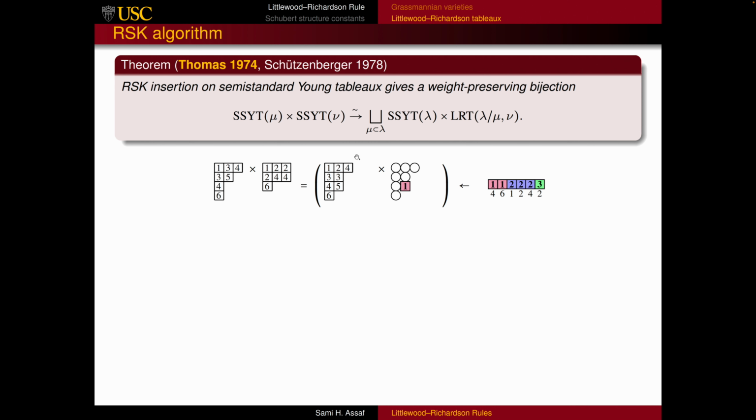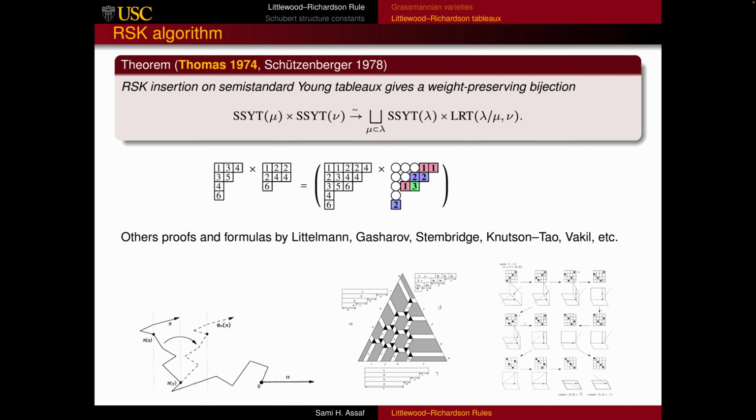Now I'm inserting a 4. The 4 can just land. New box. I'm inserting a 6. The 6 can just land. New box. The 1 will have this bumping path. The 2 will have that. 4, 2. The theorem is that what I get is a Littlewood Richardson tableau. And this is my standard Young tableau.